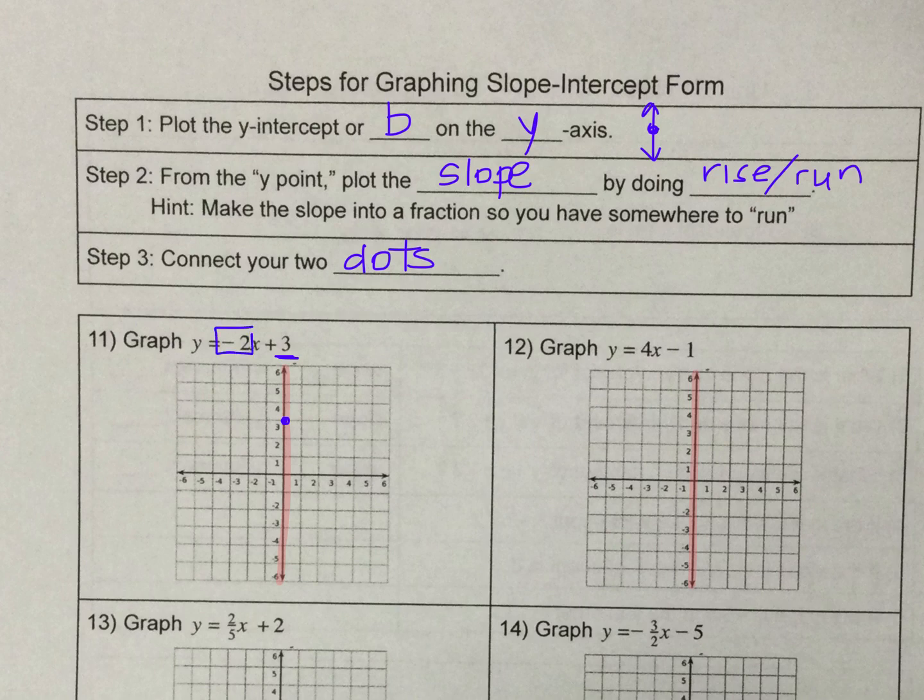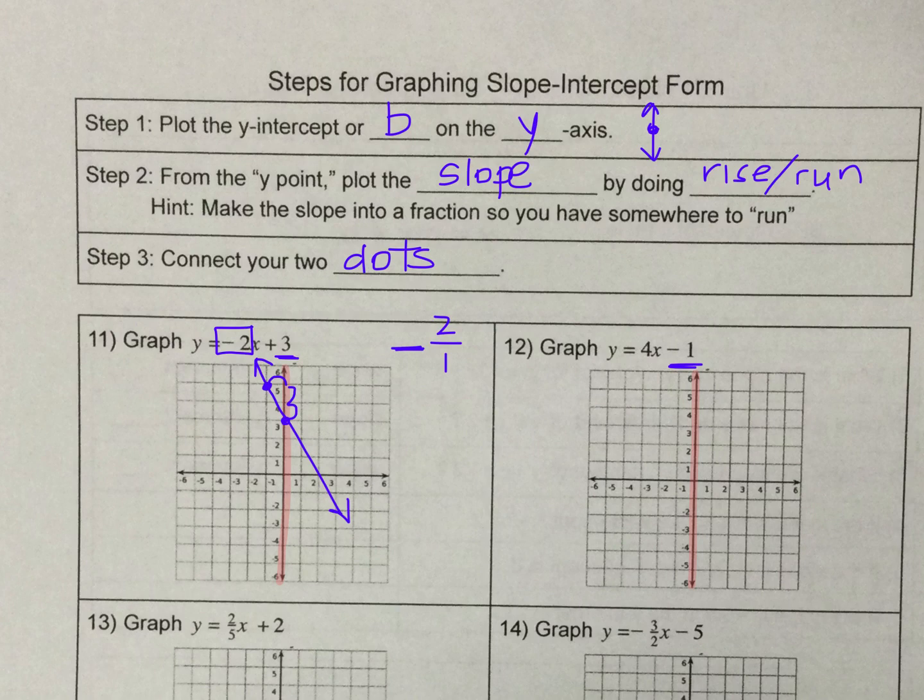Well, this I know is the slope, negative 2. I have to make it into a fraction. I can put a 1 under any number and make it into a fraction. So that means I've got to rise 2, 1, 2, and then I'm going to run 1. Because this is a negative, I got to run towards the negative numbers and put my next dot right there. And now I just connect my dots. And I drew a line. Whoop, whoop. All right, let's try this on number 12.